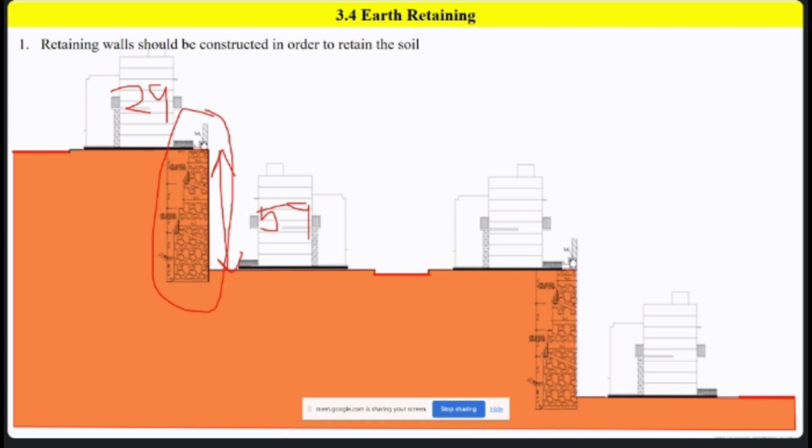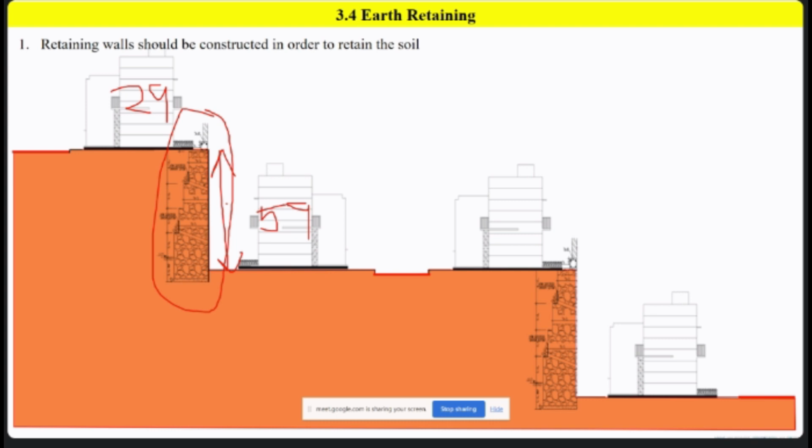Earth retaining height is not counted from the foundation level. It's counted from the formation level of the lower elevation house. Okay, this is your formation level of the lower elevation house, and this is your formation level of the highest elevated house. So the difference in height in between will be your retained height.